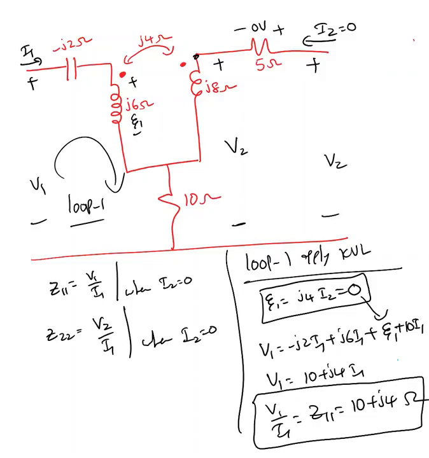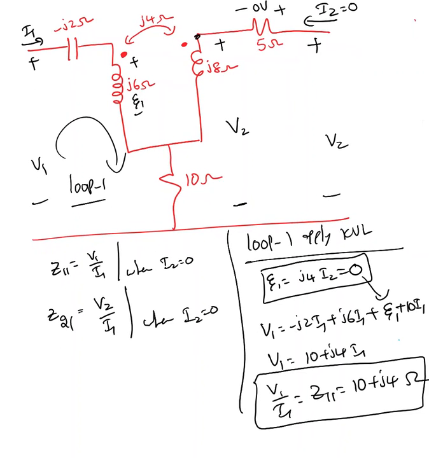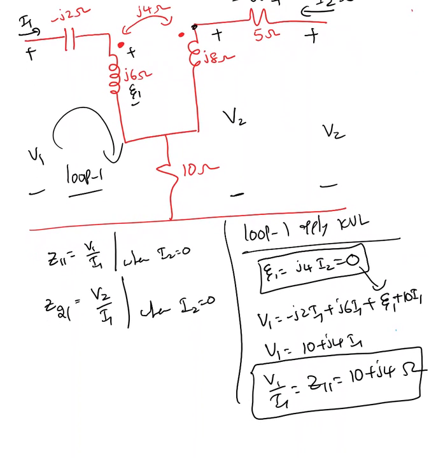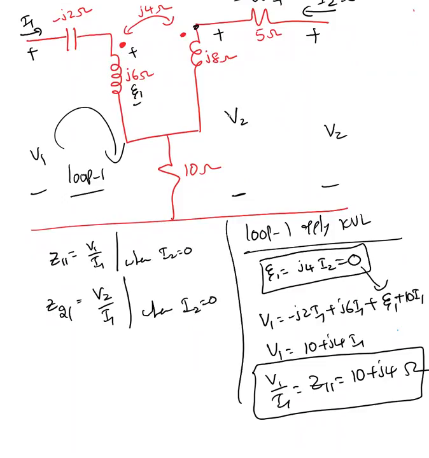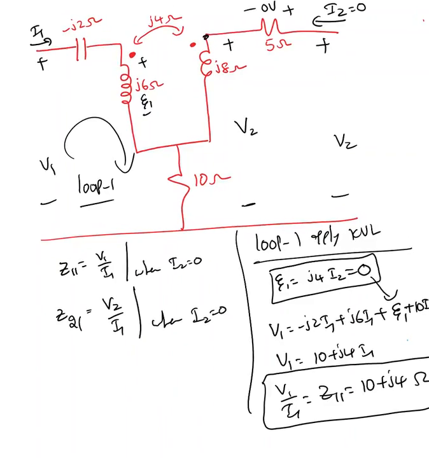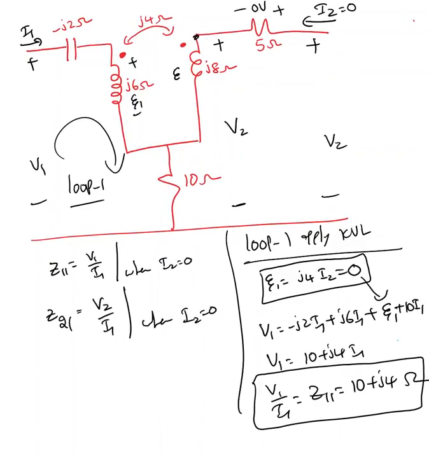Now we're going to find Z21. I'm sorry, it's not Z22, it says Z21. So Z21 is nothing but V2 over I1. So here is my V2. V2 is the voltage drop across this J8 and 10 ohm. Now because of the current flowing in the first coil, there is an induced EMF across the second coil. What is the current flowing here? So let me label that voltage as E2.